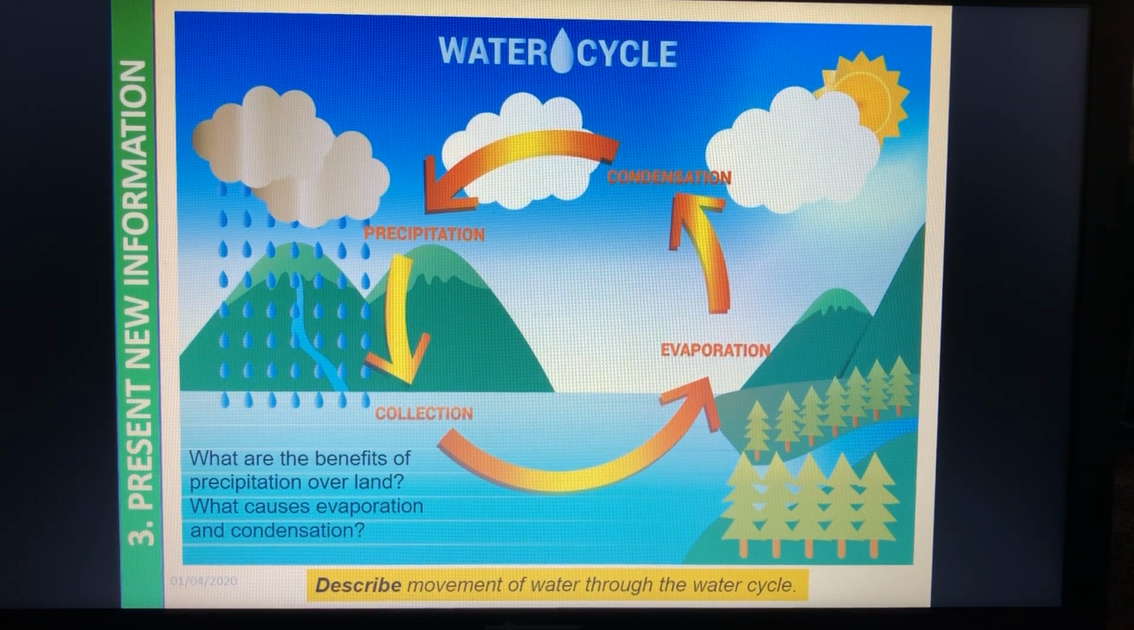So benefits of precipitation over land is that the crops, the plants, the animals will all get fresh water. Evaporation is caused when particles get more energy. They're able to escape from the body of water, changing state into a gas form. Okay, it's when there's enough energy to overcome those weak intermolecular forces so they can escape.